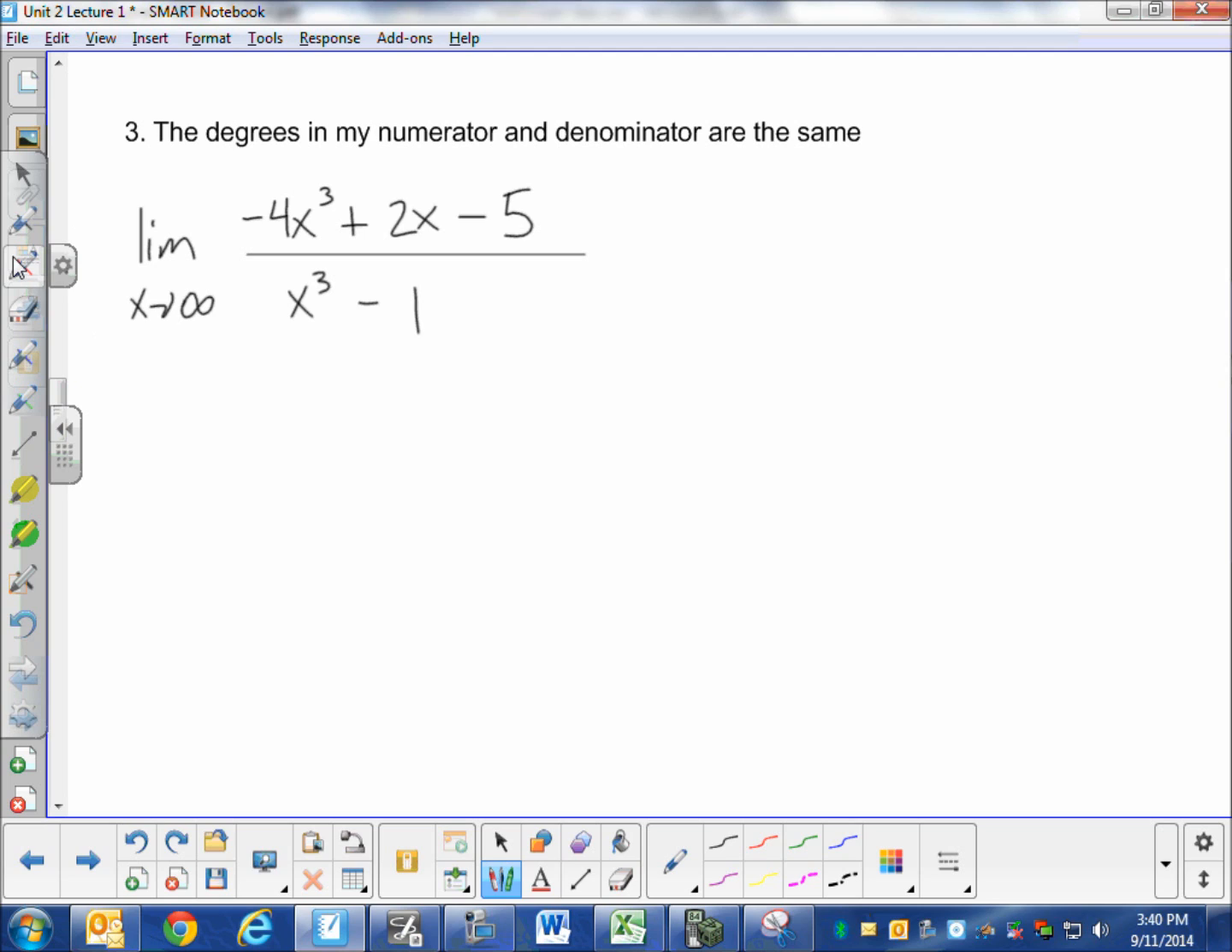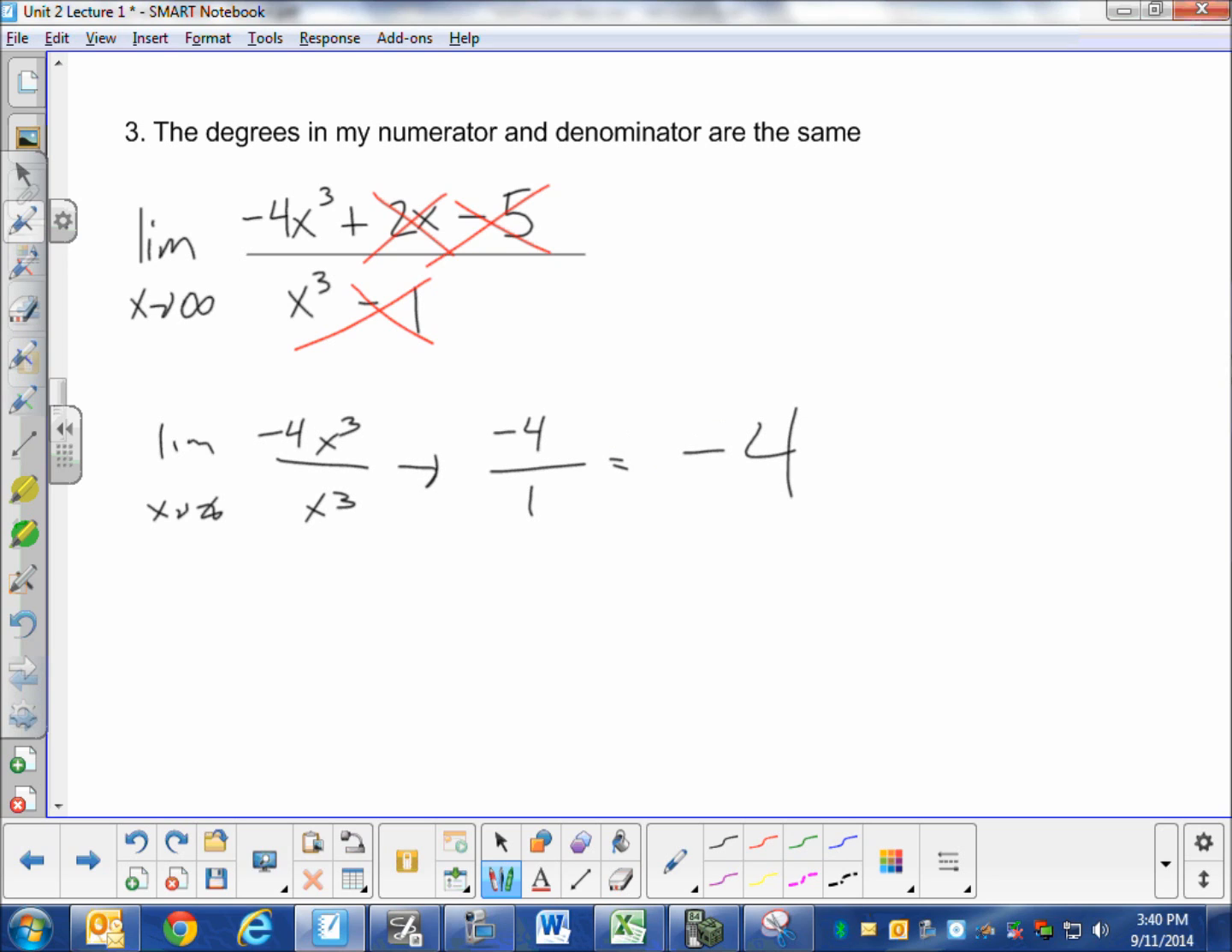Best way to show this is the algebraic way. The 2x, the negative 5, will mean nothing compared to the x cubes. And I want to find the limit as x approaches infinity of just this. This simplifies to just be negative 4 over 1, which is just negative 4. If the degrees in my numerator and denominator are the same, you use the coefficients of your highest degree terms.